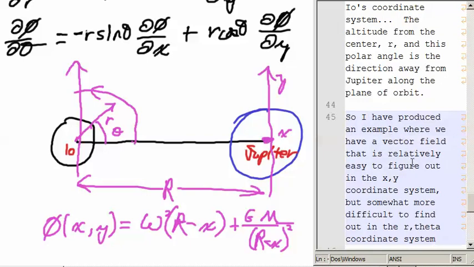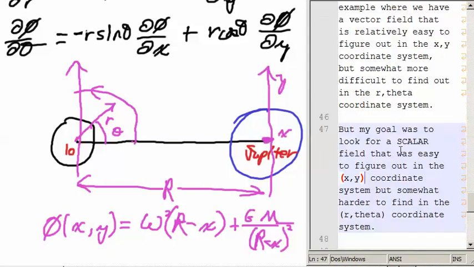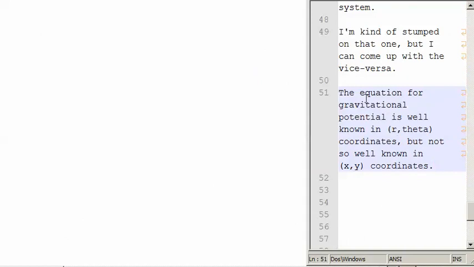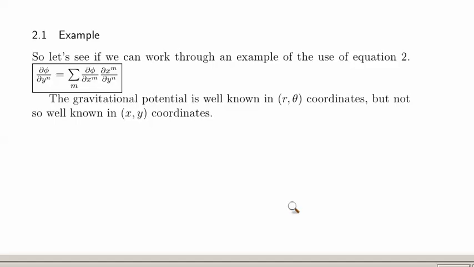Okay, so I've produced an example where we have a vector field that is relatively easy to figure out in the xy coordinate system, but somewhat more difficult to find out in the r theta coordinate system. But my goal was to find a scalar field that was easy to figure out in the xy coordinate system, but somewhat harder to find in the r theta coordinate system. Okay, I'm kind of stumped on that one, but I can come up with a vice versa. The equation for gravitational potential is well known in r theta coordinates, but not so well known in xy coordinates. So let's see if we can work through an example of the use of equation 2. The gravitational potential is well known in the r theta coordinates, but not so well known in the xy coordinates.